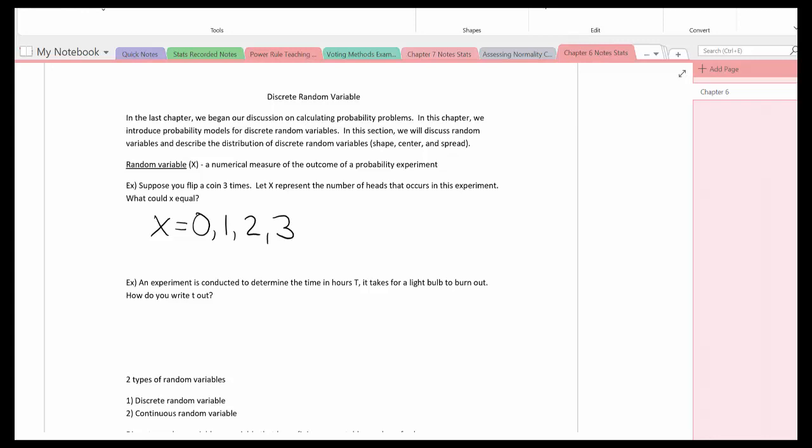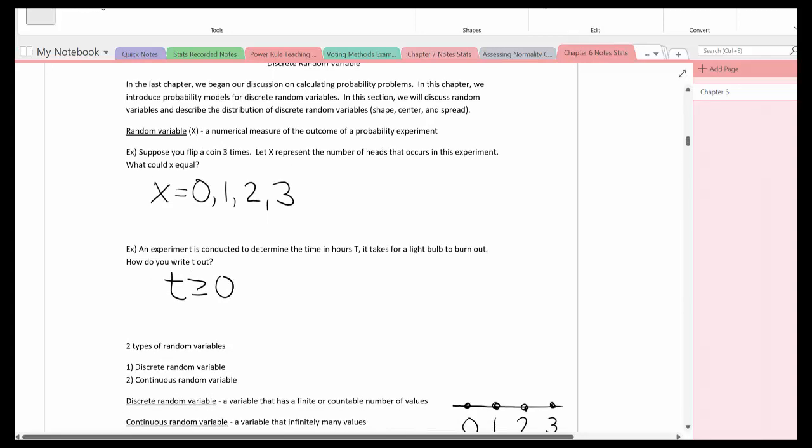All right, how about an experiment conducted to determine the time in hours, t, it takes for a light bulb to burn out? How do you write t out? Well, obviously it's not going to be negative hours, but you could open a package with a light bulb and it doesn't work at all, so it burns out immediately, or 0 hours. So it could be 0, or anything greater. So here, t is greater than or equal to 0.